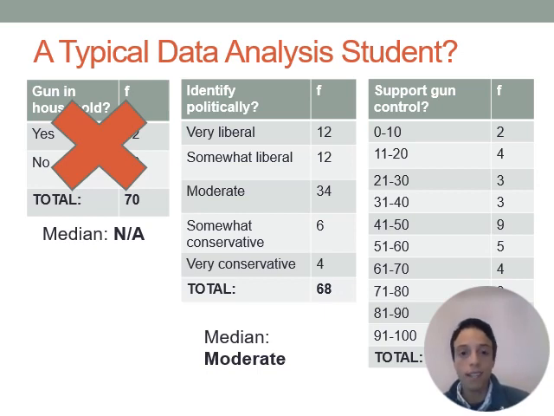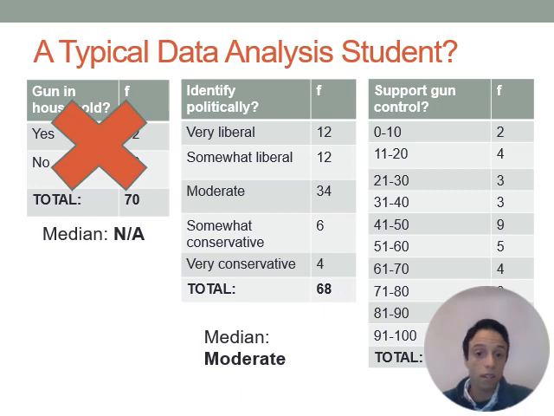So for these 68 different responses, if you put them in order from least to most, that center point is moderate. So again, we can say that a typical student in this data analysis class, or these two classes this semester, is politically moderate. We can also order our responses to the gun control question.